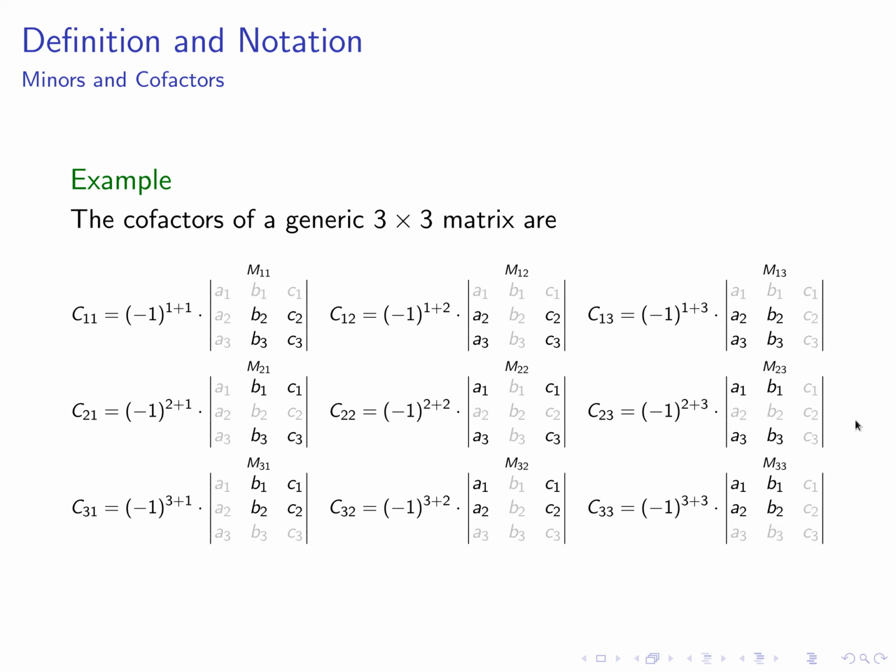So when all is said and done, for a generic 3 by 3, we can take 9 different cofactors of that matrix.